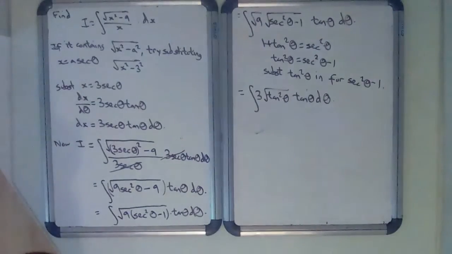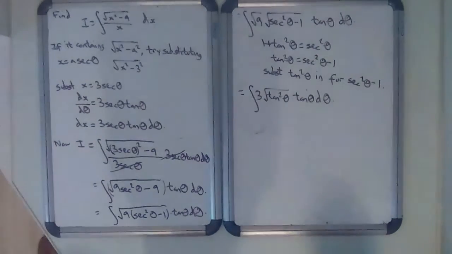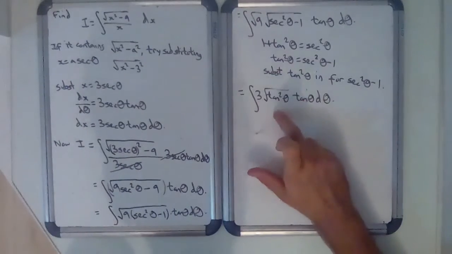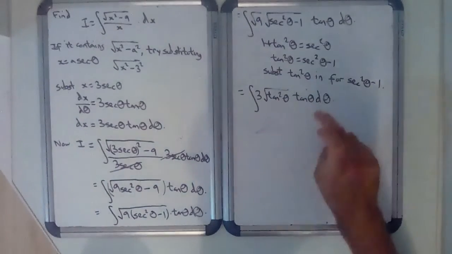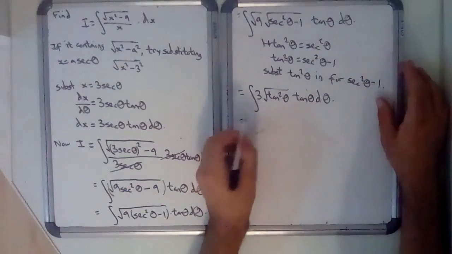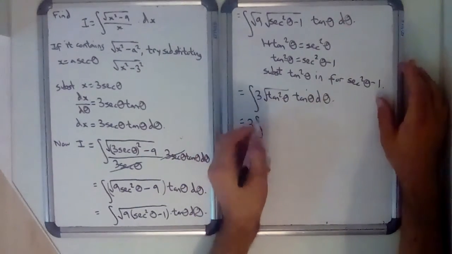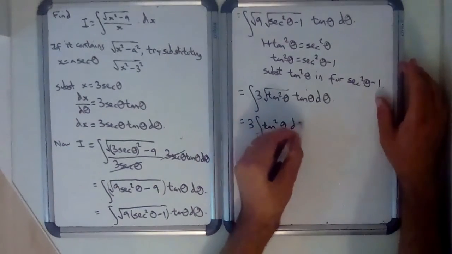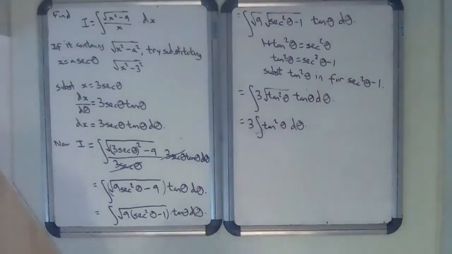So now we have the square root of tan squared theta is tan theta. This tan theta times the other tan theta is tan squared theta. The 3 is still there. I'm going to pull that out. Equals 3 times the integral of tan squared theta d theta. And you're thinking, well, we're nearly there now.